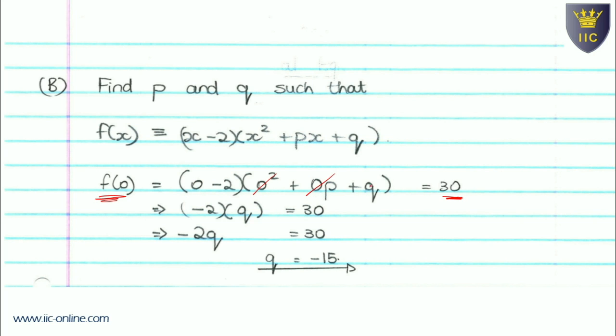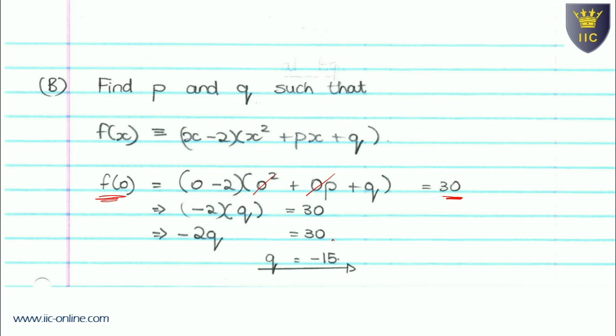So the only term that we're left with, because remember 0 times p is going to be 0, the only term we're left with is q. So we get minus 2 times q. The elegant way to present it is to write it as minus 2q. And what do we know it's equal to? 30. So if minus 2q is 30, then q has got to be equal to minus 15.